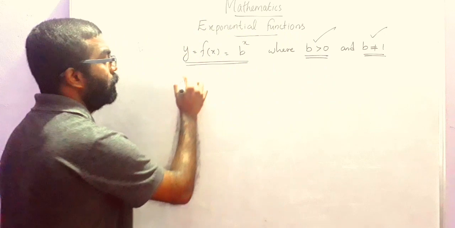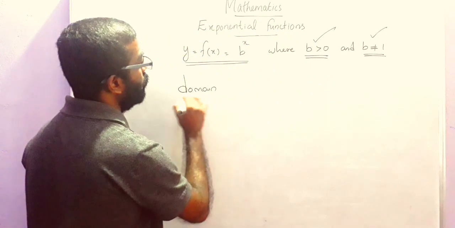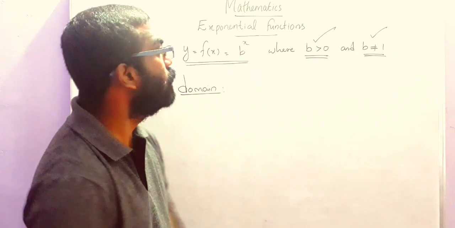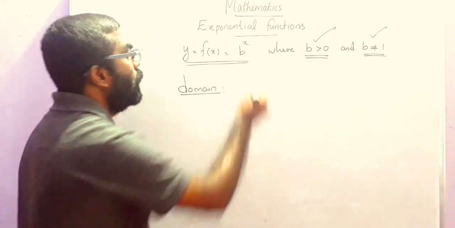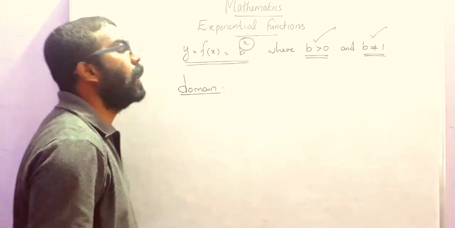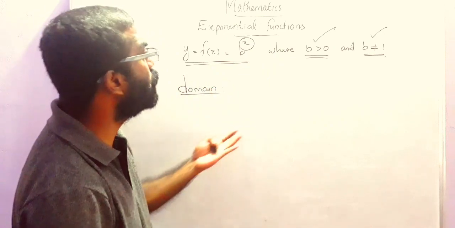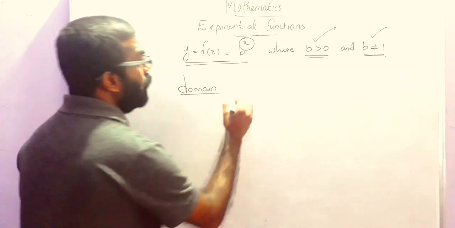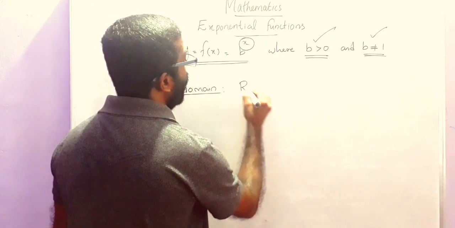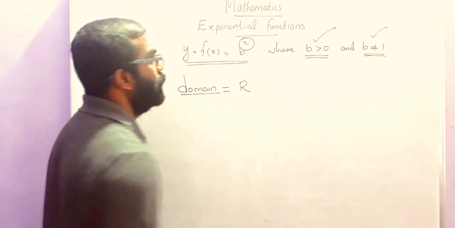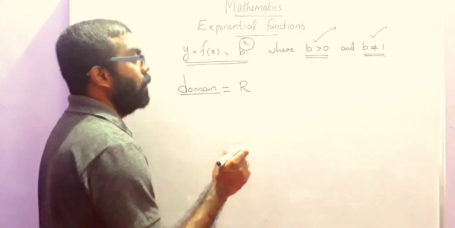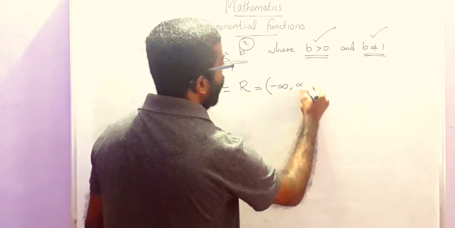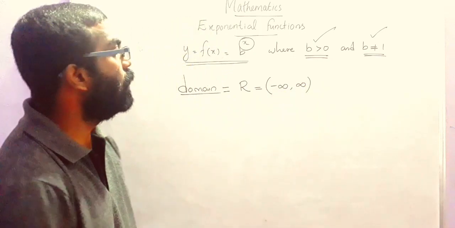So the first one is domain. Domain means the values we can give instead of x. That is what is called the domain. So here we can give any real values, whether positive, negative or 0, instead of x. There is no problem, no restriction in it. So the domain is the set of all real numbers. Domain is equal to the set of all real numbers, that is R, or we can write it in interval form as the open interval (-infinity, infinity). That means the set of all real numbers.